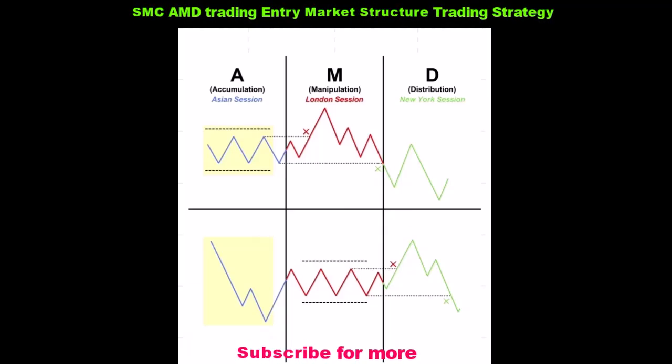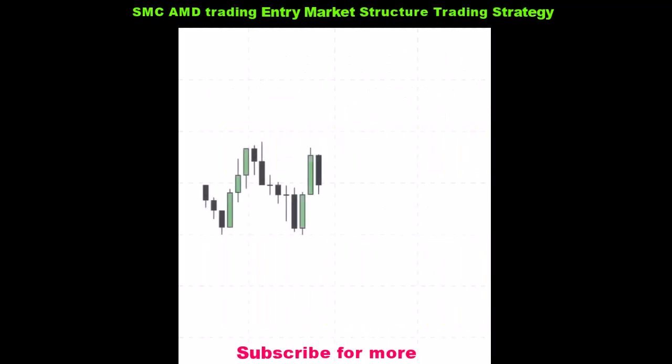But let's move on to a chart example to properly illustrate the AMD cycle. Here, we've got this buy-side liquidity pool, and price accumulated during the Asian session. So what do we expect the London session to do? Well, we expect it to manipulate by raiding buy-side.